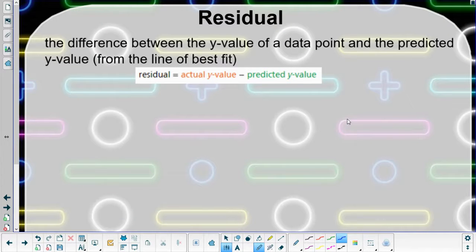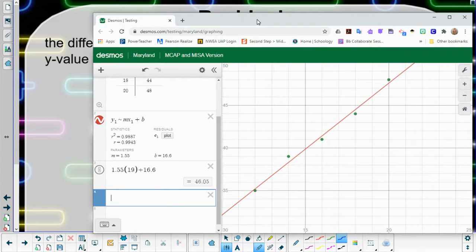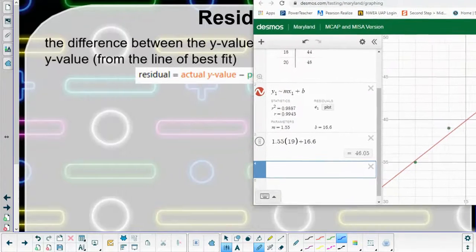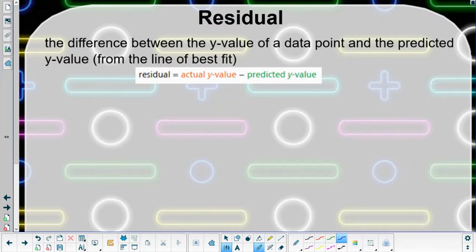All right, our first definition is residual. A residual is the difference between the y value of a data point and the predicted value from the line of best fit. If you remember when we talked about line of best fit, they are a prediction of what the trend line would be. They're not actual values. Some of them go through points, some of them don't. If you look at the one from the warm-up, this one didn't go through any of our points. They're close, but it didn't go through any of our points.